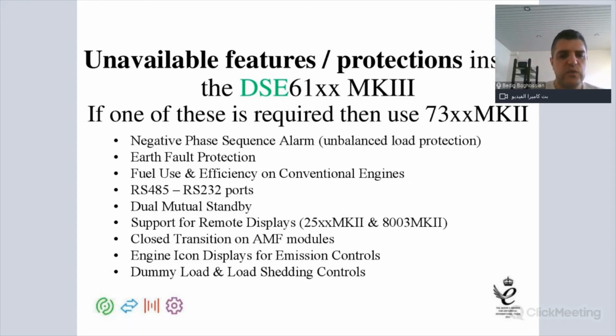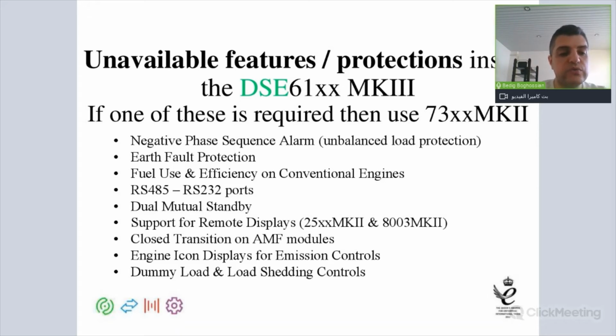Okay, here on this slide, we are showing you some of the protection features which are not available inside the 61 MKIII. So for basic applications, it's very nice to use the 61 MKIII. That's a perfect solution. But when you require more features, more protection, such as negative phase sequence protection, which provides protection against unbalanced loads on the 3 phases, then that's not available inside the 61 MKIII. The earth fault protection is not available as well. Fuel use and efficiency is available via the electronic CAN, but not available for conventional engines.